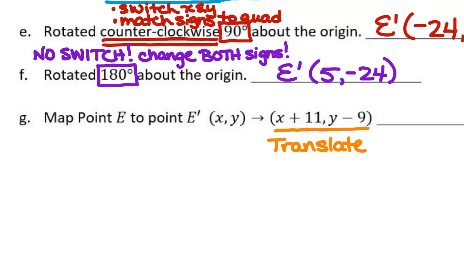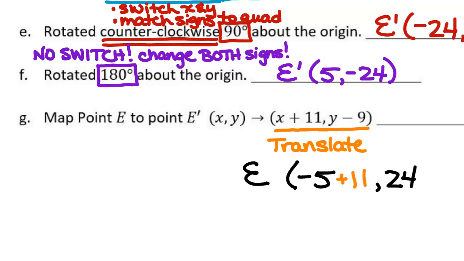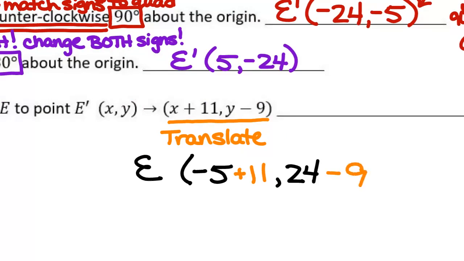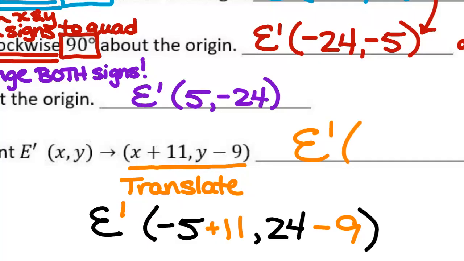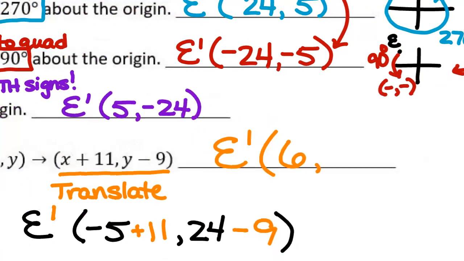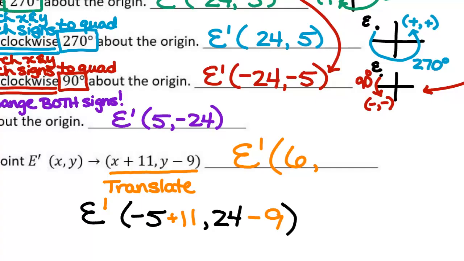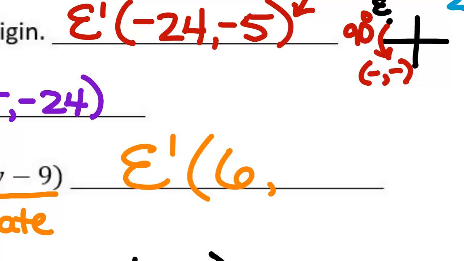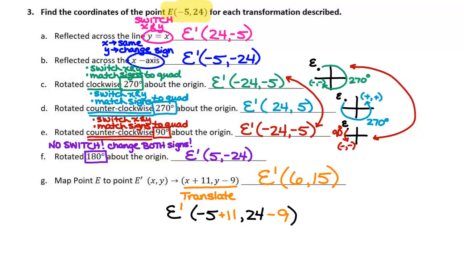So my point E is negative 5, 24. To the negative 5, we're going to add 11, and to the y, we're going to subtract 9. That will give me E prime. X is 6. And y, when I do 24 minus 9, I get 15. So E prime is 6, 15.